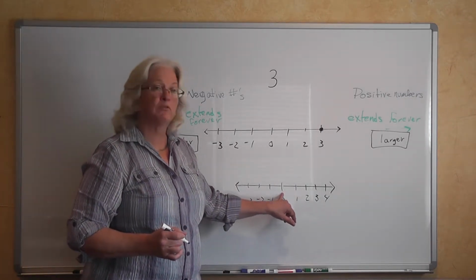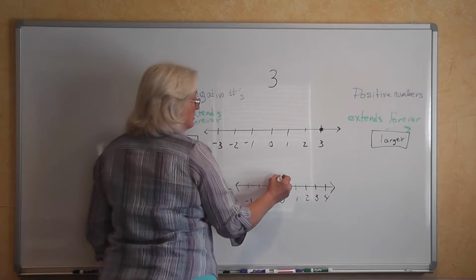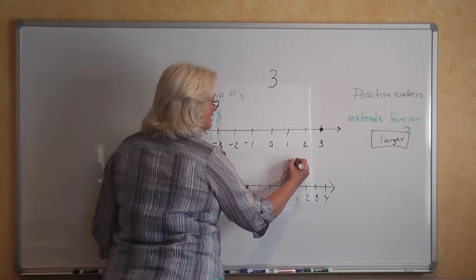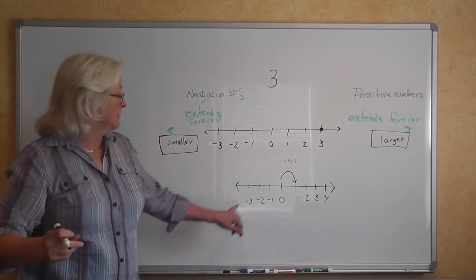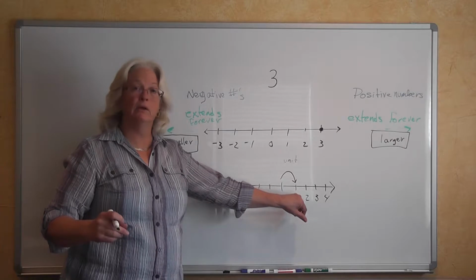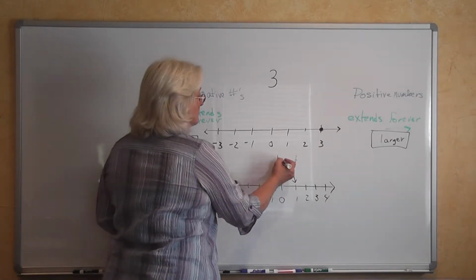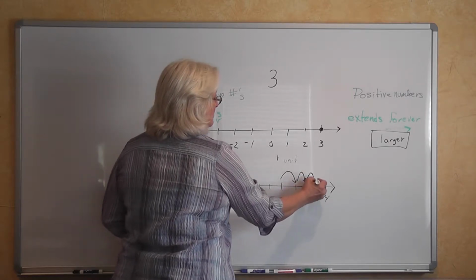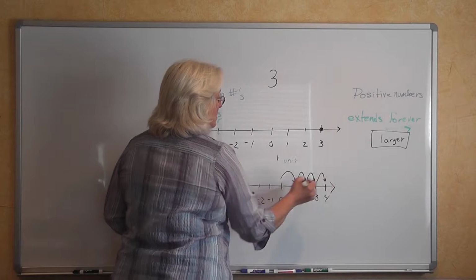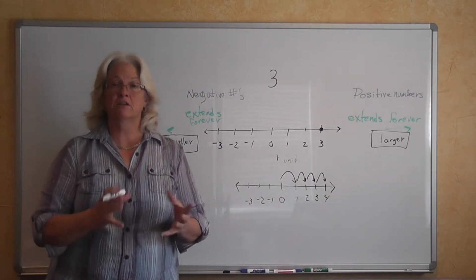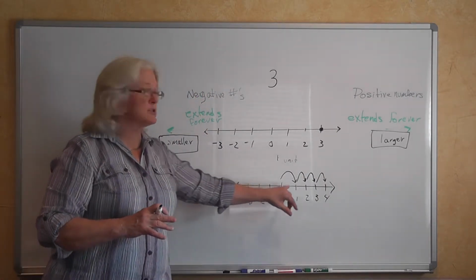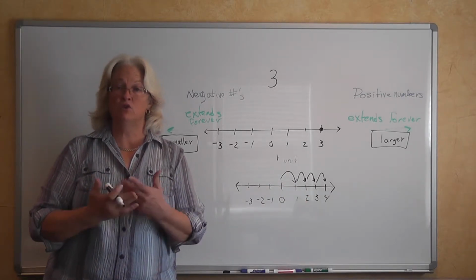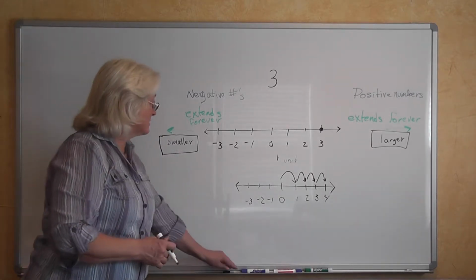The space from 0 to 1, right here, that's called 1 unit. This is the distance from 0 on the number line. From 0 to 1, that's 1 unit. From 1 to 2 is a unit. From 2 to 3, and from 3 to 4. And it's important that you understand distance from 0, because we're going to be talking about that when we refer to absolute value a little bit later in this class.